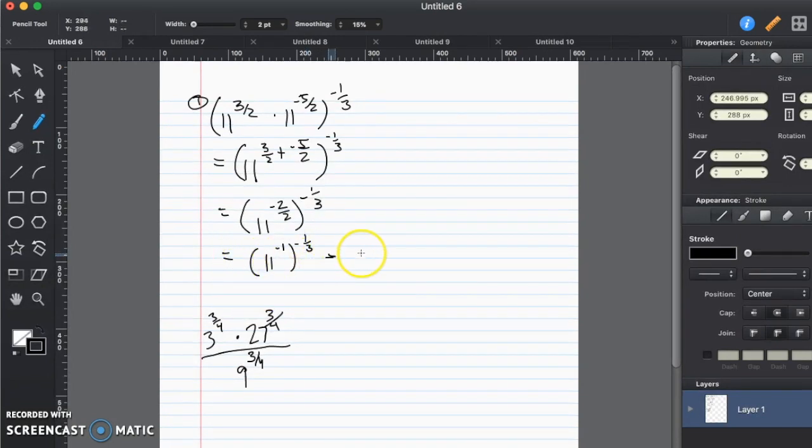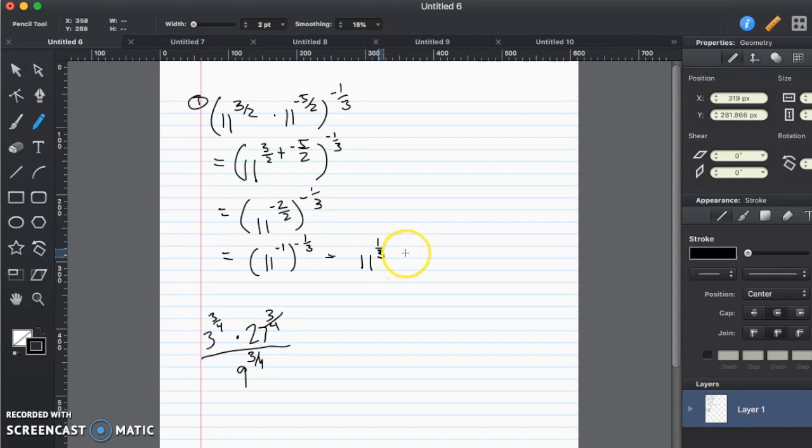Next, I want to simplify this a little bit. Now I can use those same rules as before, right? I have a negative 1/3 as a power on the outside. So if I have some exponent to a power, I multiply those two exponents. So I'll have 11, and then negative 1 times a negative 1/3, which would give me a positive 1/3. A negative times a negative is going to give me a positive. So positive 1/3 is my power.